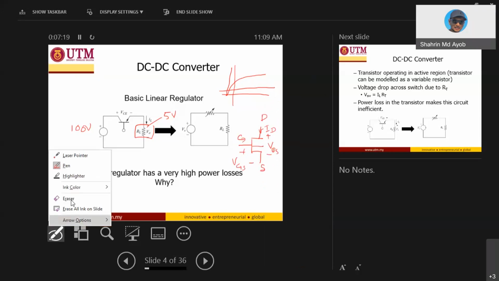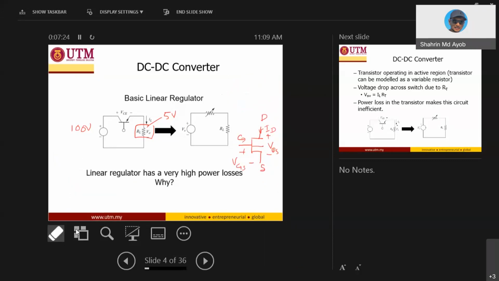So for the output characteristic of the MOSFET or IGBT, this one is an IGBT, sorry. This one is an IGBT. So this one is your, what is it?